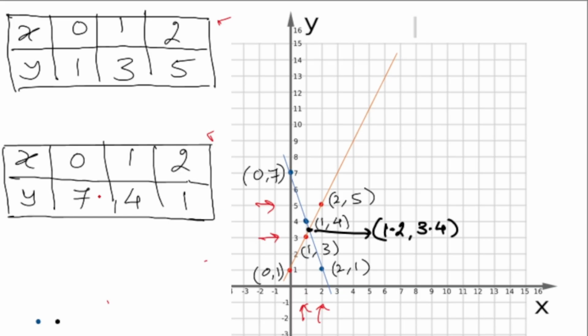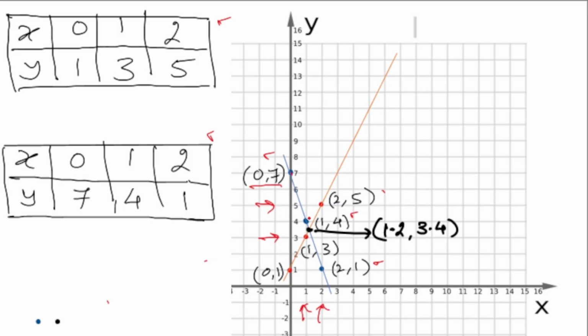Now we'll plot the other set of values, that is 0, 7. So this is 0, 7. This is the value. And 1, 4. This is 1. 2, 1. So this is 2, 1. So in this table, 0, 7 and 1, 4 and 2, 1. And in this table, 0, 1, 1, 3 and 2, 5.